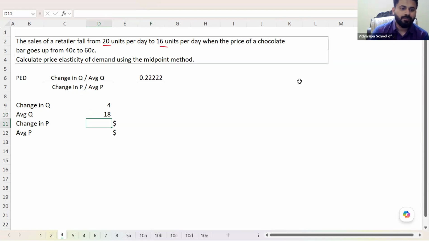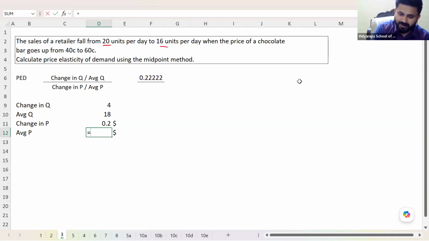Similarly, come to the denominator. What is the change in price? From $0.4, it is increasing to $0.6. So the difference is 0.6 minus 0.4. We don't have to worry about the sign. The difference is 20 cents, or $0.2.